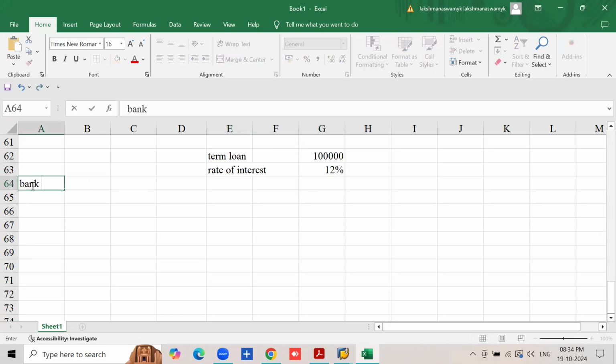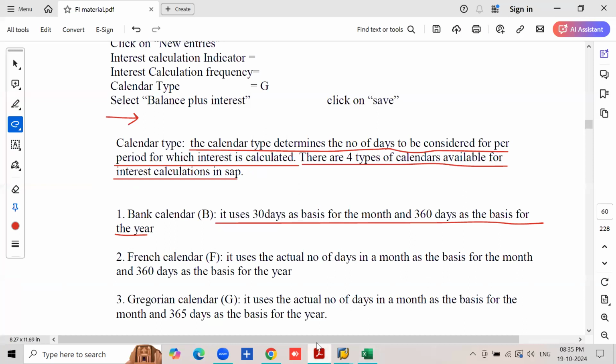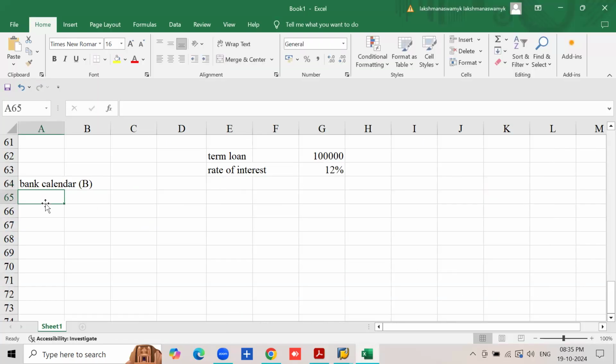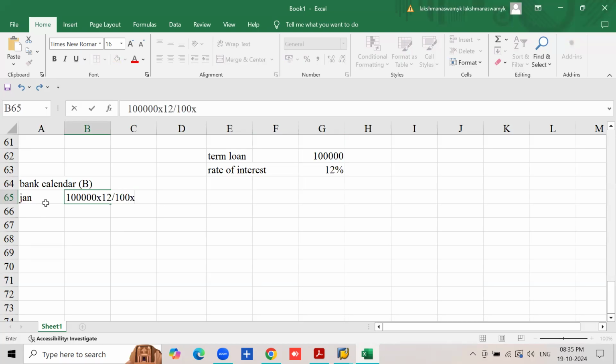Now, if you take the bank calendar, B, the system uses 30 days as the basis for the month and 360 days as the basis for the year. That means if you calculate interest for January, 1 lakh into 12 by 100, which is the rate of interest, into 30 divided by 360. Even though January actually contains 31 days, the system takes 30 days only. And for the year, 360 days.